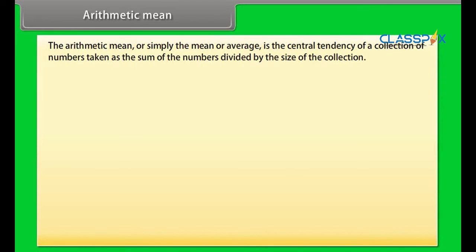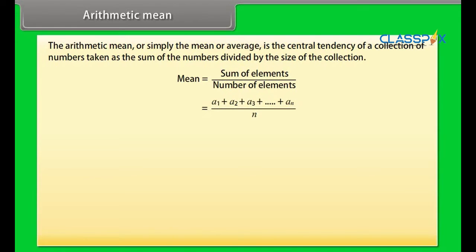Arithmetic mean. The arithmetic mean, or simply the mean or average, is the central tendency of a collection of numbers taken as the sum of the numbers divided by the size of the collection. Mean is equal to sum of elements by number of elements is equal to A1 plus A2 plus A3 up to plus An by n.